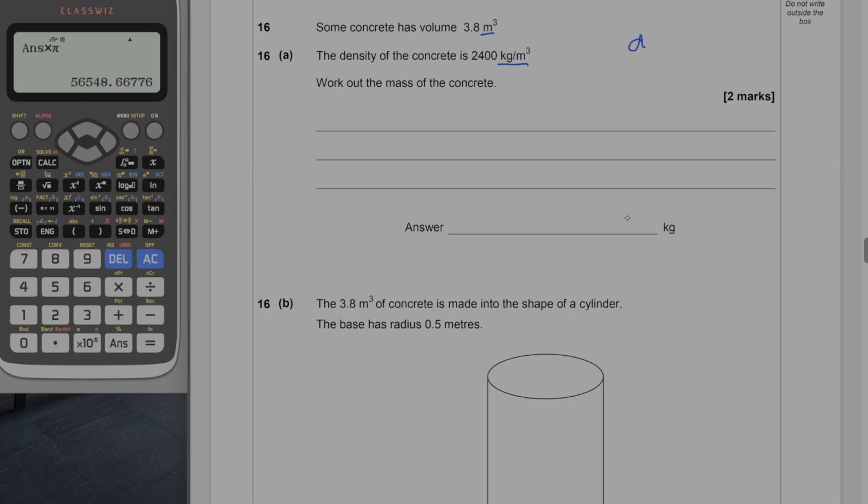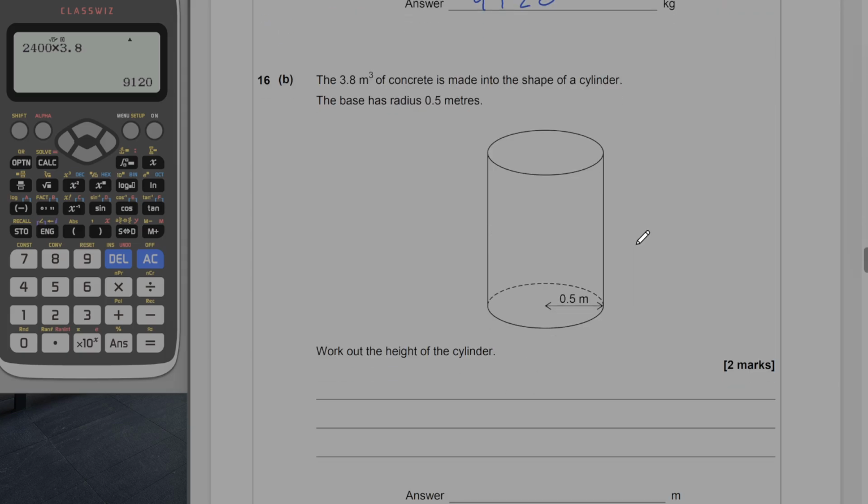So density is equal to mass divided by volume. If you can't remember the formula, the unit itself gives you that really. Kilograms is a measure of mass, divided by meters cubed is a measure of volume. So if we want the mass, if we rearrange that, then mass is going to be equal to density times by volume. So we're looking at 2,400 times by 3.8, which is going to give us 9,120 kilograms. So 9,120 kilograms.